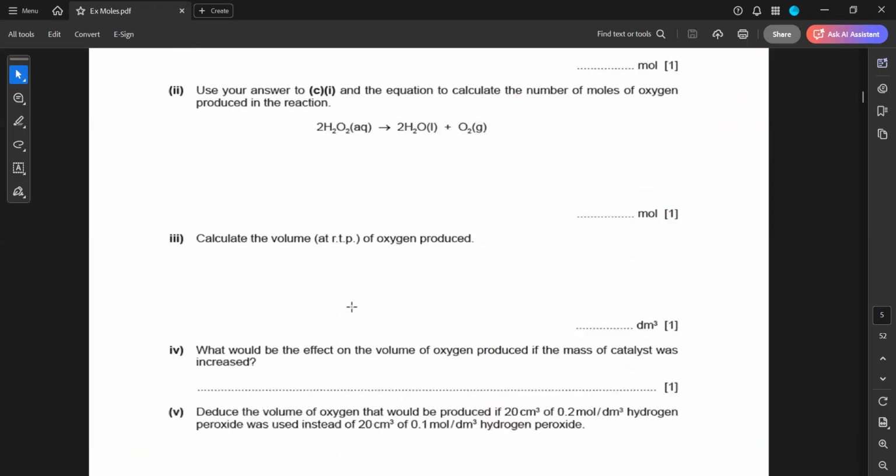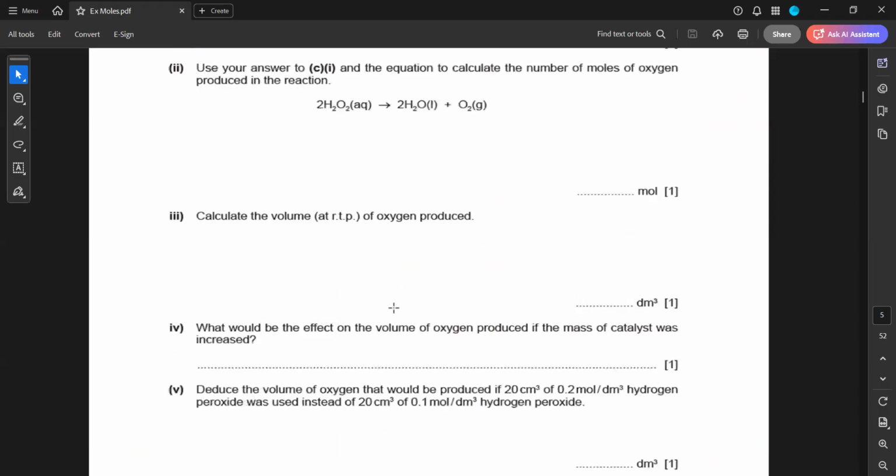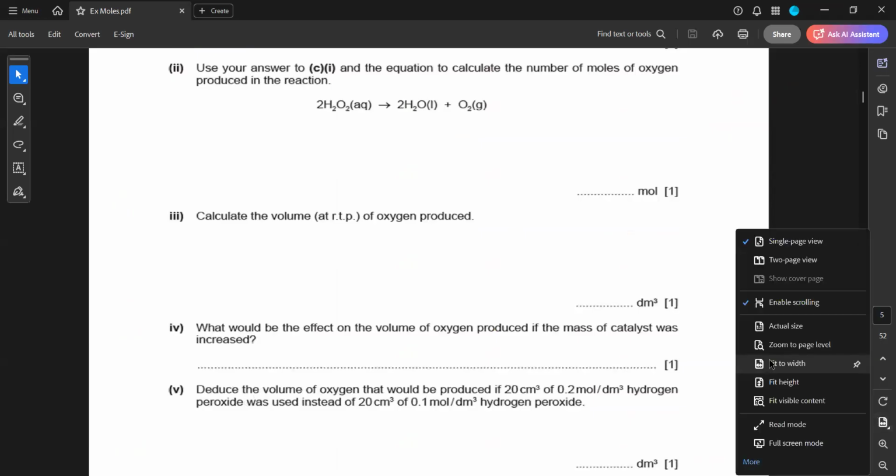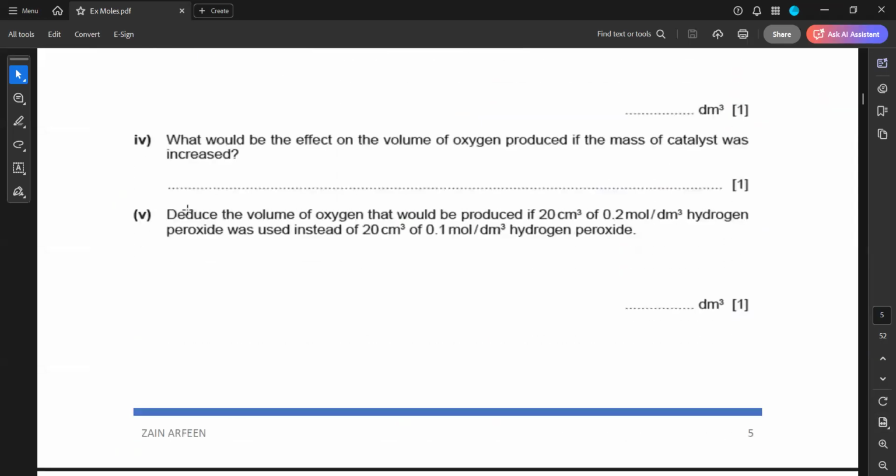Next: what will be the effect on the volume if the mass of the catalyst was increased? A catalyst only alters the rate of the reaction; it cannot affect the amount of product. So there will be no effect, because a catalyst can speed up a reaction but not change the amount.